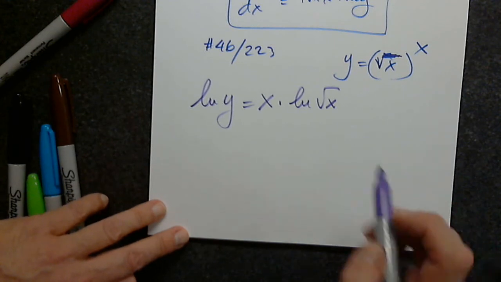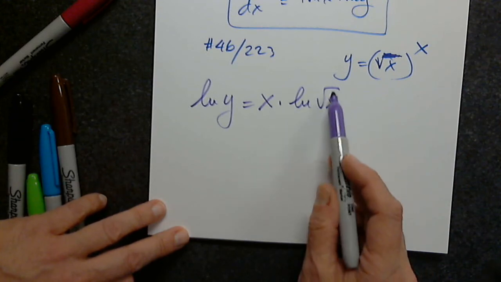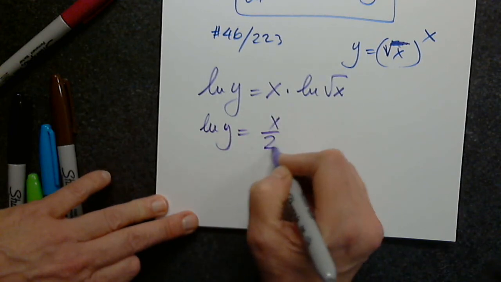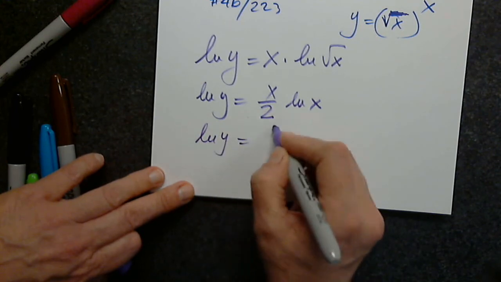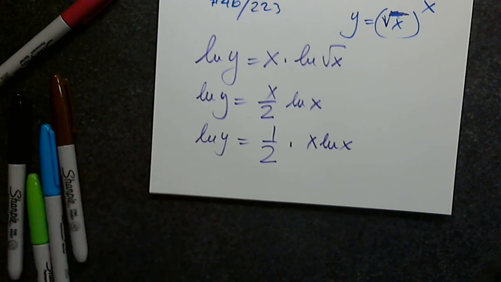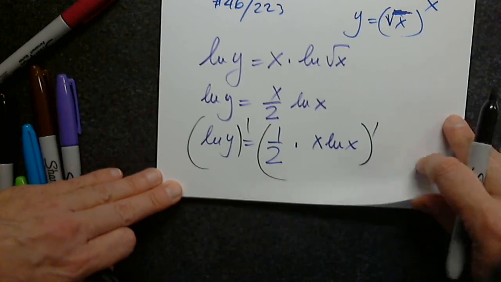What I recommend is apply a property, which means the natural log of the square root of x is 1/2 natural log x. So natural log y will be x over 2 natural log x. Or, even better, 1 over 2 times x natural log x. You know I don't like involving these constants. They are factors, they can wait. It's not a big deal. But if I keep them in the problem, they make the calculations potentially more difficult. Okay, only now I'm ready to differentiate.